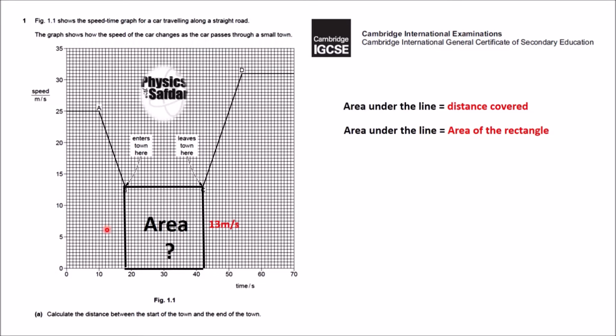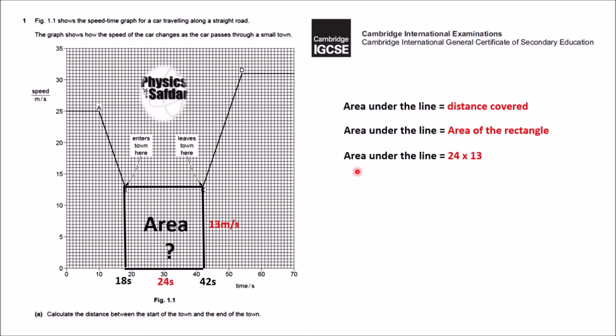First of all, this side is 13 meter per second. So you can measure from 0 till this point. It gives you 13 meter per second. On the horizontal axis you can see this is the starting point. You can read from 0 till this 18 second, and this point is 42 second. If you want to know the time interval, you subtract 18 from 42 and you get 24 second. Now the area under the line is basically equal to the area of the rectangle.